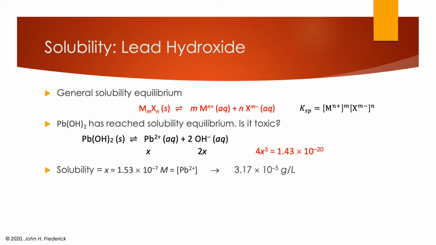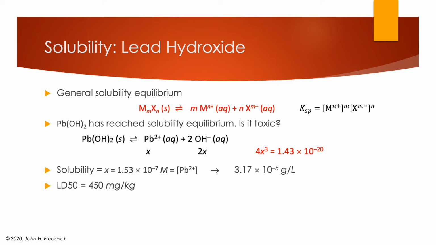Now I want to convert this to grams per liter so that I can do a comparison with the toxicity of lead. So I'm going to take the atomic weight of lead, which is about 207 grams per mole, times this moles per liter to get 3.17 times 10 to the minus 5 grams of lead per liter of this solution. Now I want to use the LD50 for lead in water, and that turns out to be 450 milligrams per kilogram of body weight.